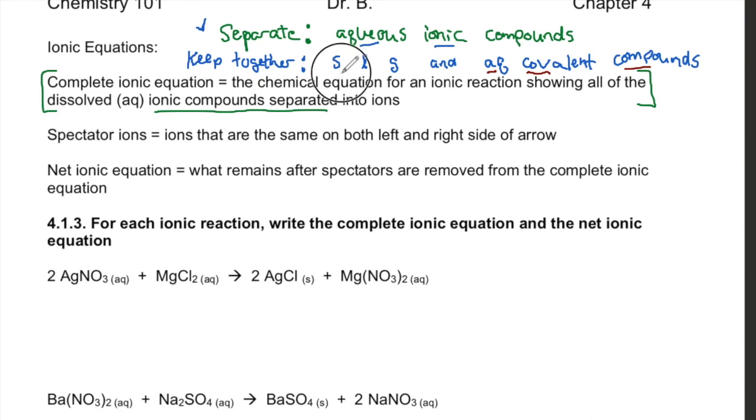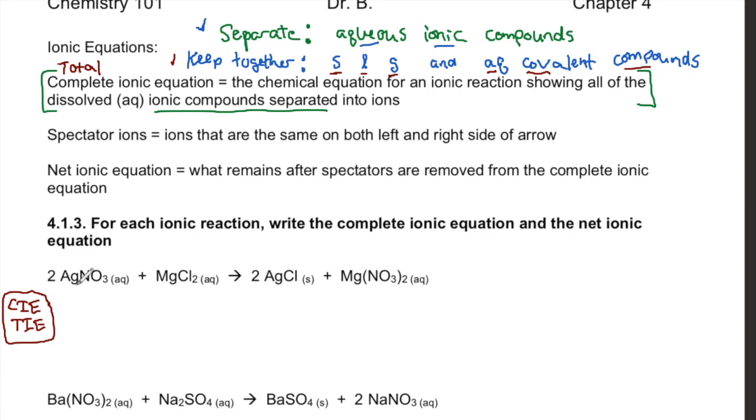Also, things that are not dissolved, solids that are sitting at the bottom of the test tube full of water, are not going into the water and separating. Anything that's a liquid or a gas is also not separating into ions. So there are some things that we want to keep together to show that they, in reality, are keeping together. So let's practice doing that. We'll write the complete ionic equation, which is sometimes called the total ionic equation. So these are the same thing. The complete ionic equation and the total ionic equation are two different names for the same thing.